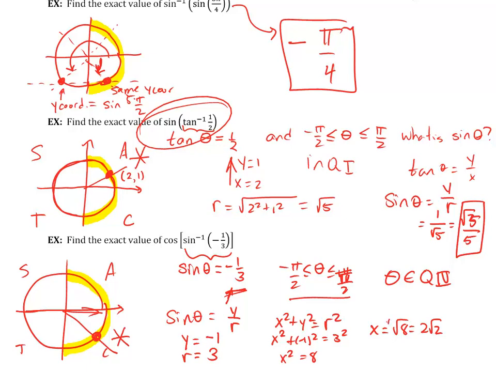I normally would have to put a plus or minus right here, but we know it's positive because of where the angle is. It's in quadrant 4, and x is positive for quadrant 4. So then what does cosine of theta equal? It's x over r, which is 2 square roots of 2 over my r, which was 3. So the final answer is 2 square roots of 2 over 3.